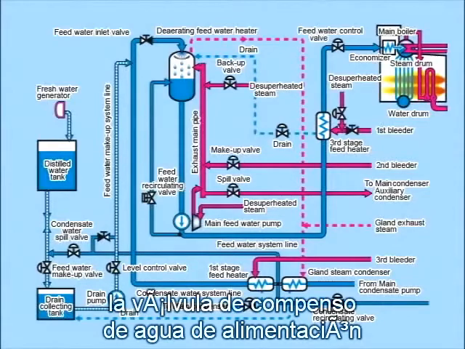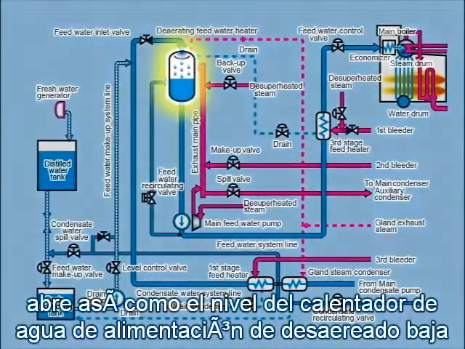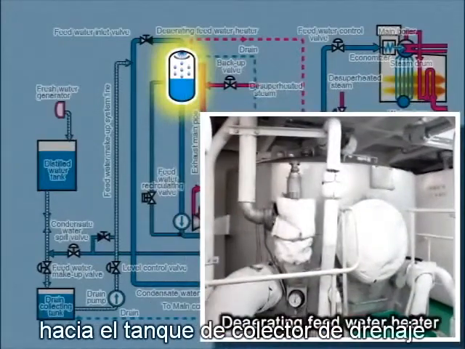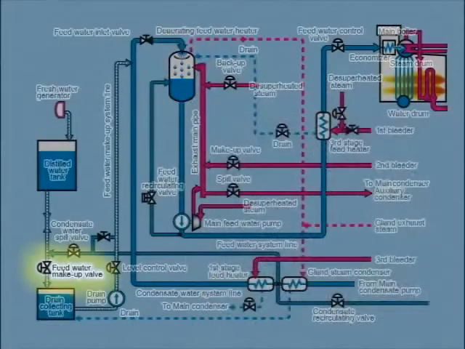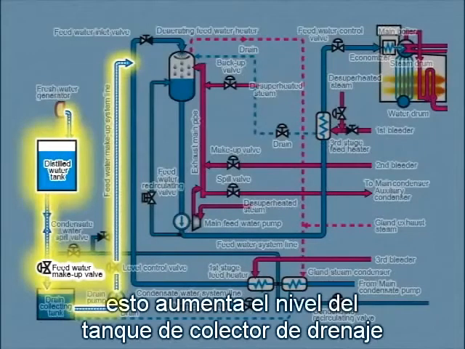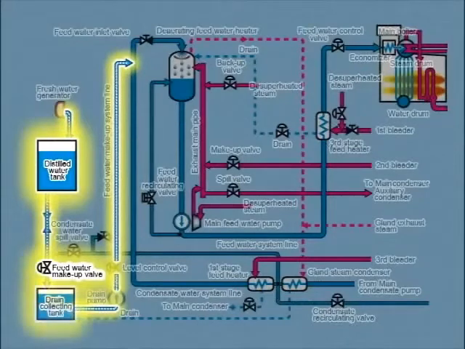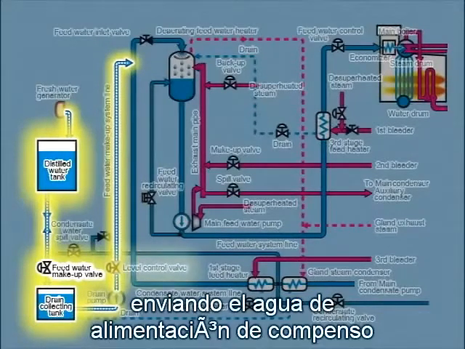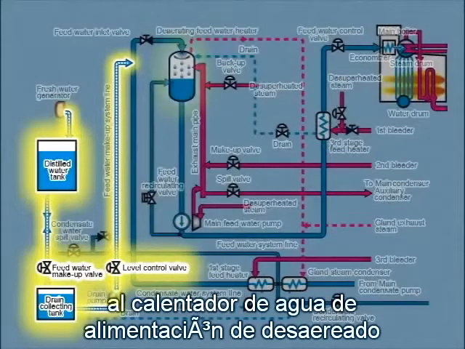The feed water make-up valve opens as the deaerating feed water heater level drops, sending make-up feed water from the distilled water tank to the drain collecting tank. This raises the drain collecting tank level. This in turn opens the level control valve, sending the make-up feed water to the deaerating feed water heater.